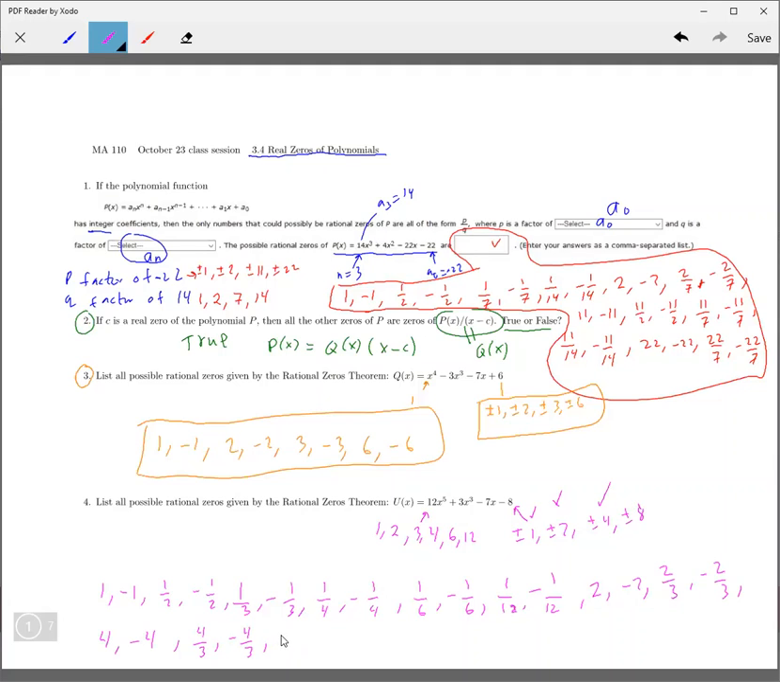Now 8, we have 8 divided by 1, that's 8, and negative 8. 8 divided by 2, we already have, because that's 4. And then 8 divided by 3 is 8/3. 8 divided by 4, and 6 and 8, we already have all those. So, whoa, that's a lot of answers.